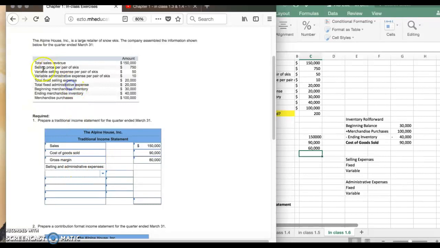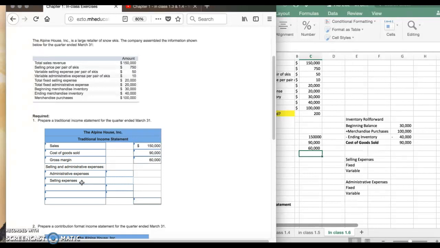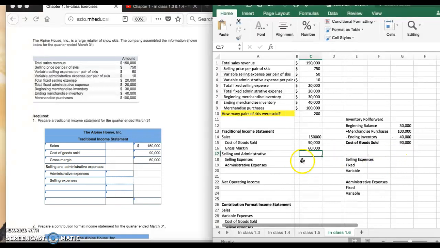Selling and administrative expenses. So we have both variable and fixed of each. So we will put our administrative expenses and then we'll put our selling expenses. And we remember from the previous example that we're going to need to add these two together. So we know our fixed selling expenses is going to be $20,000 and our fixed administrative expenses are going to be $20,000. But because this is a traditional income statement, we're going to have to add in our variable costs, which is why we needed to figure out how many pairs of skis we sold.